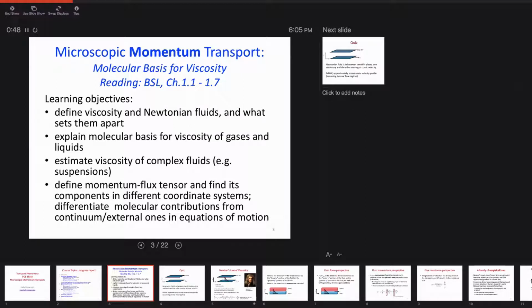We're going to also quickly review, this is going to be a very brief review of the estimate of viscosity of complex fluids, because we do have a lot of complex fluids in petroleum engineering. And then we're also going to define this mathematical toolbox that uses tensors and tensor analysis to look at the momentum transfer. And also we're going to do that in different coordinate systems.